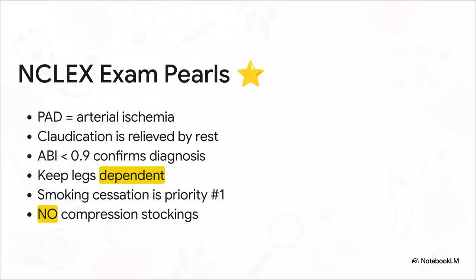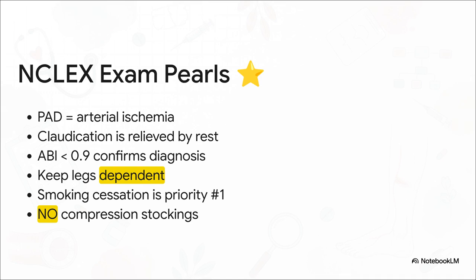Okay, here it is, your rapid-fire review. These are the absolute, must-know, non-negotiables. PAD equals arterial ischemia. Claudication gets better with rest. The ABI number for diagnosis is less than 0.9. Legs go down. Smoking cessation is priority number 1.